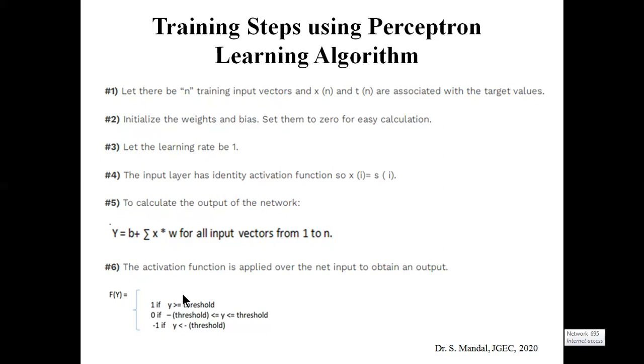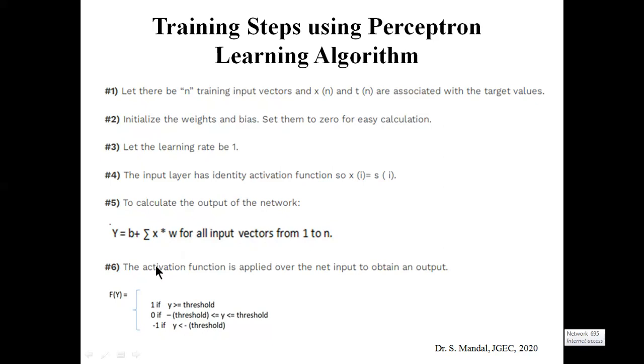So set them basically 0 for the easy calculation, and let the alpha value be 1. For the input node, the activation function is the identity function, so we don't need to consider this. The next stage is to calculate the output of the network. Here you can see that the output of the accumulator is y equal to b plus the summation of x into w for all input vectors from 1 to n. By using this formula, we can calculate the output.